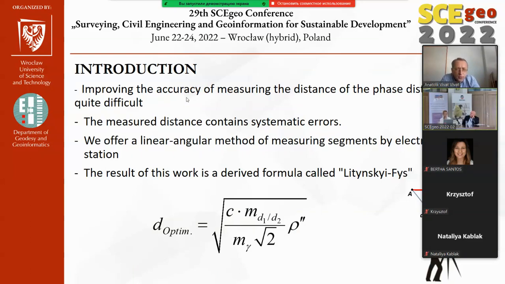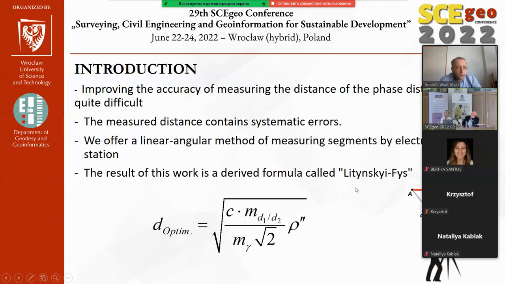Improving the accuracy of measurement distance is difficult because measurement contains systematic error. We offer a line angular method by measurement segment with total station. The result of our work you can see in this picture. This is formula.